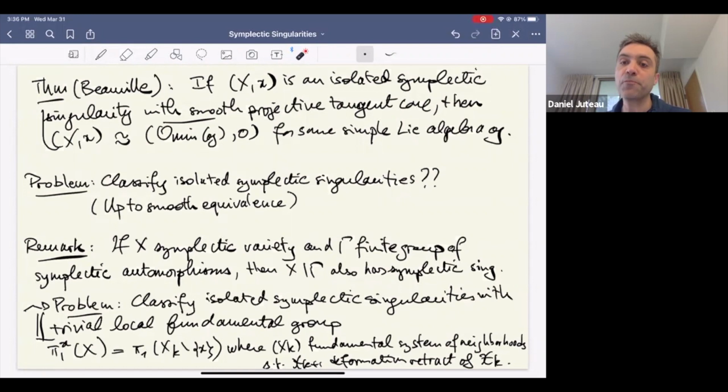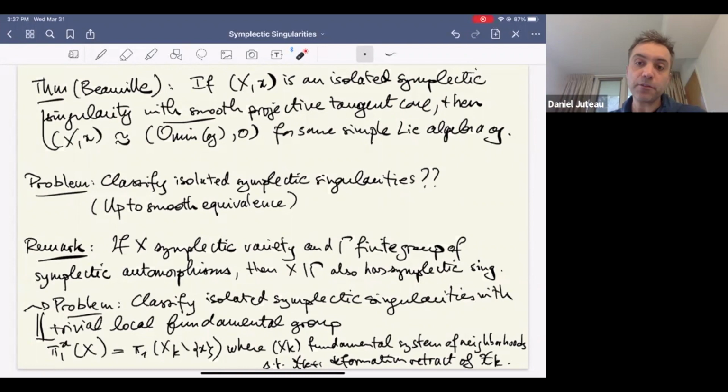Usually we look at, like in Tom's talk, conical symplectic varieties with a contracting C-star action. And then, of course, they are all contractible. But then you can look at the fundamental group of a pointed neighborhood, when you take a fundamental system of neighborhoods such that one is a deformation retract of the previous one. So it doesn't depend on the choice of this fundamental system or of K.